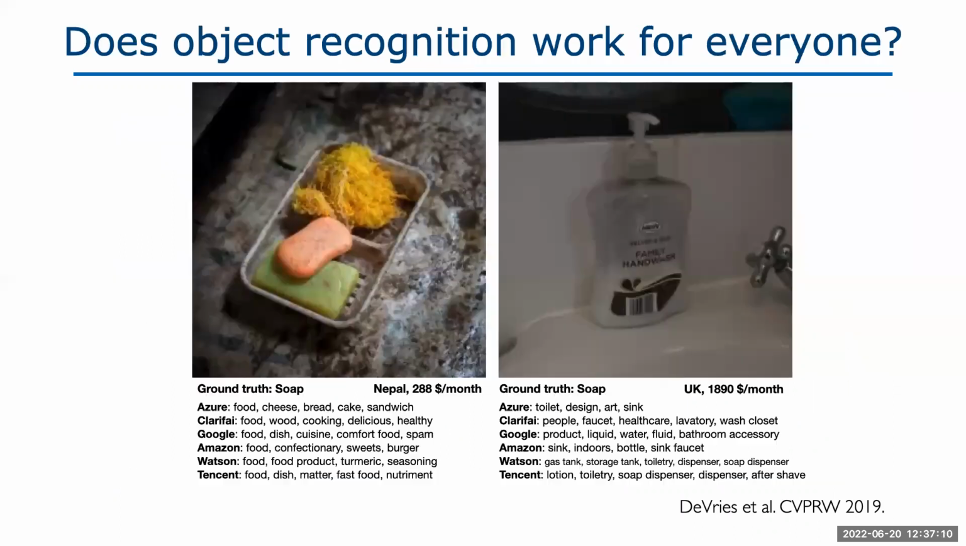And this is a problem because models trained on these data sets then go on to massively underperform on images from underrepresented geographies. So because these models have primarily seen soap that looks like this image that you see here on the right, when evaluated on a bar of soap from Nepal, the model will mispredict it as things like food and cheese and bread.